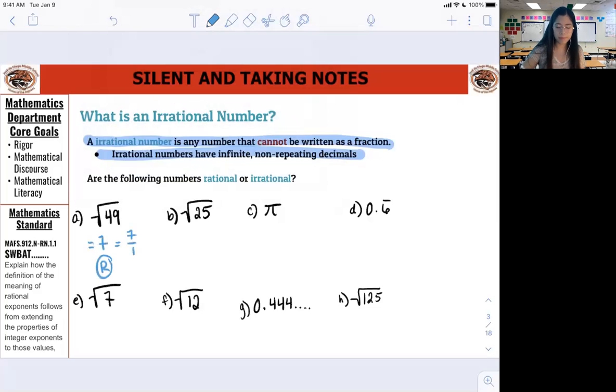How about B? Rational, we already did that. Yeah, we already talked about this one. This one's 5, or 5 over 1. That's rational.